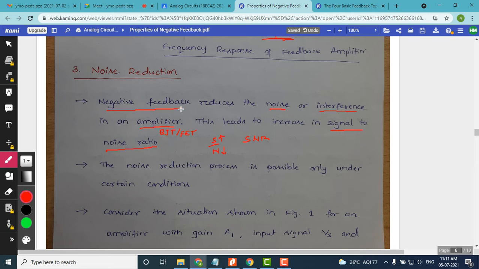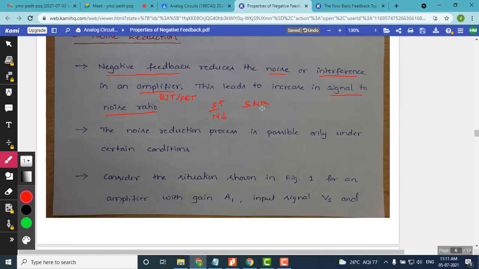Here we discussed the sources of noise, which are the places in an amplifier where noise comes from, and we are also giving the solution. The solution is just by employing negative feedback, noise becomes very less. Conversely, the signal to noise ratio keeps increasing when the noise quantity becomes very less. The noise reduction process is possible only under certain conditions. There are certain assumptions; only when we meet those assumptions is this noise reduction process possible, otherwise it is not.